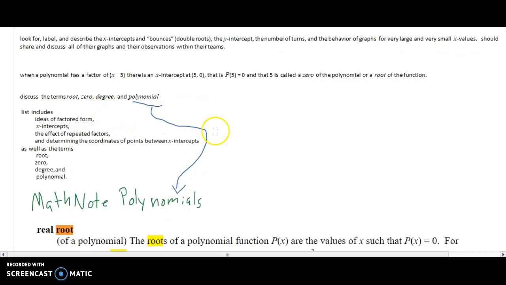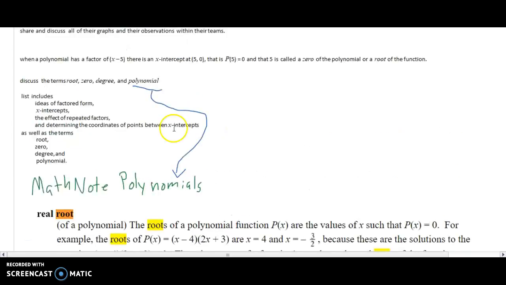Right, it's when it's sometimes crossing the x-axis. For a real root, it's when it crosses the x-axis. However, there are complex roots where your equation might be equal to 0. And that's when we get into complex or imaginary numbers. We'll get into that a little later in the chapter. What is a degree? And then polynomial. I encourage you to read the math note on polynomials in this section, and study a little bit more.